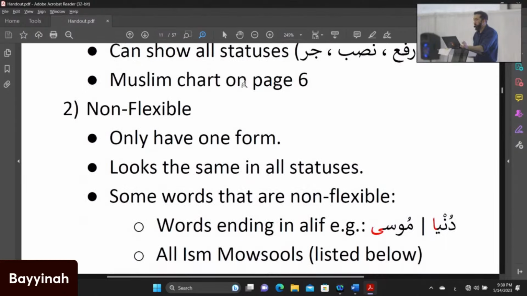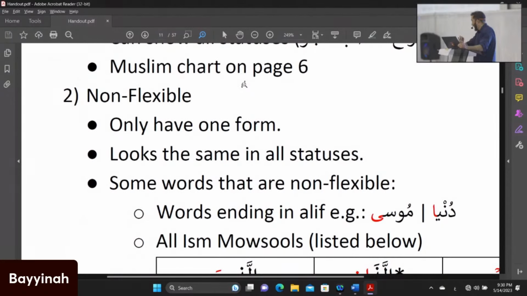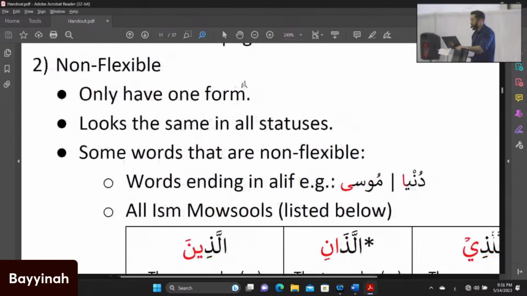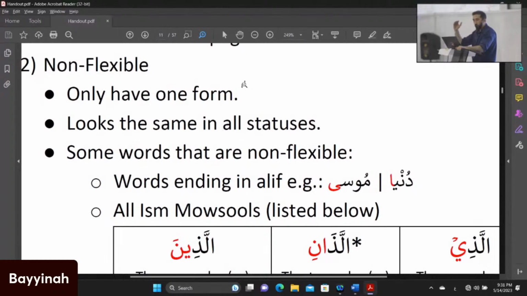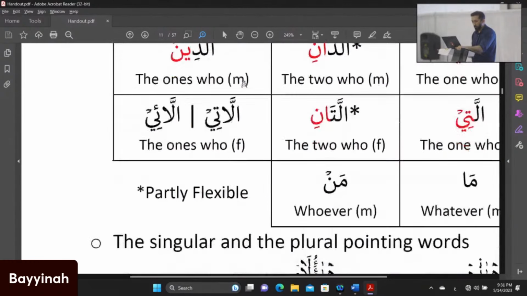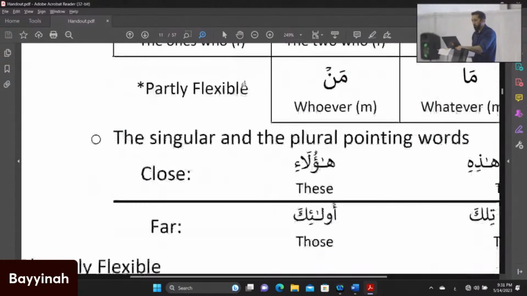That's what that means. Okay? Then we get to non-flexible, the extreme opposite. What do we learn about non-flexibles? They only have one form. Isa, Isa, Isa. Huda, Huda, Huda. Remember? One form, no changes. Looks the same in all statuses. Some words that are non-flexible are words ending with alif, like dunya and Musa. So dunya, dunya, dunya, Musa, Musa, Musa. And all ism mawsul. You don't know what ism mawsul are. We can skip this part because we don't know that yet.